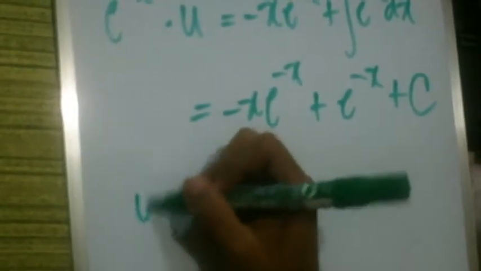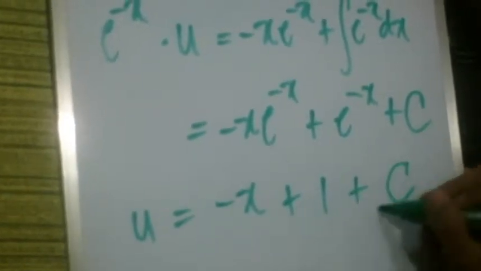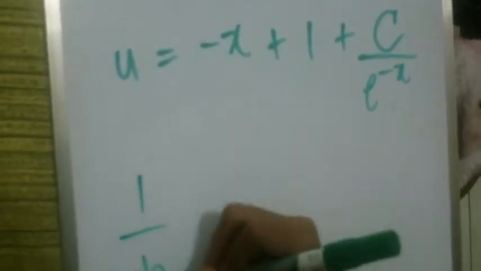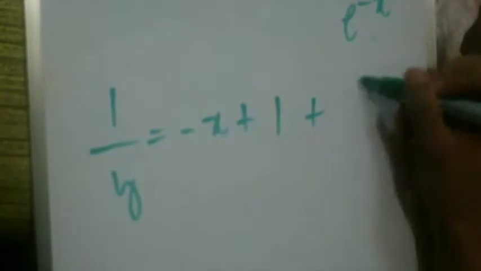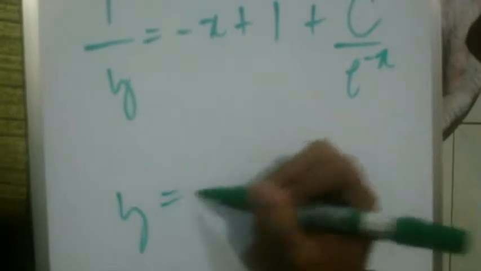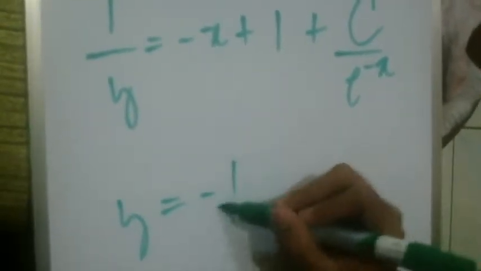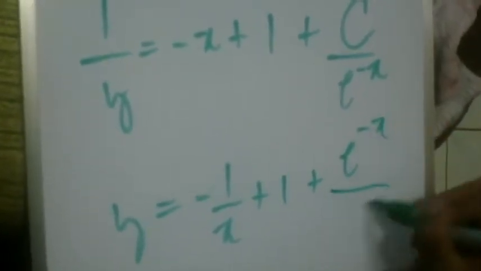Then u is equal to negative x plus 1 plus c over e to the negative x. And u is equal to 1 over y. So 1 over y is equal to negative x plus 1 plus c e to the negative x. So y is equal to negative 1 over x plus 1 plus e to the negative x over c. This would be our final answer.